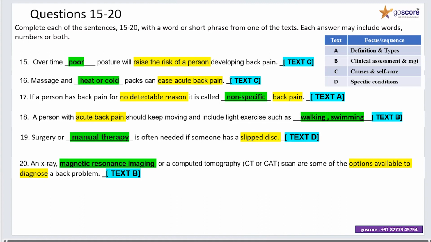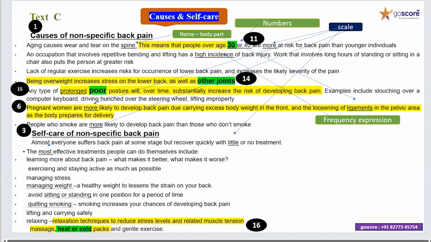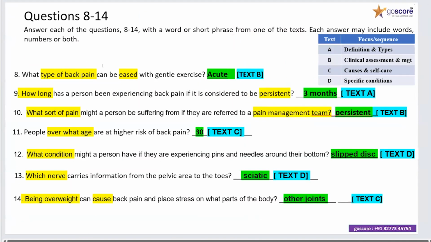Over time, dash posture will raise the risk of a person developing back pain. From which text will it be? It will be the causes, right? Reason. So you need to find out what it is. In text C, you have to check 15. Any type of prolonged poor posture will over time substantially increase the risk of developing back pain. So your answer is poor. Why? Prolonged they have mentioned here. You can just see, over time, it's prolonged. Poor posture.